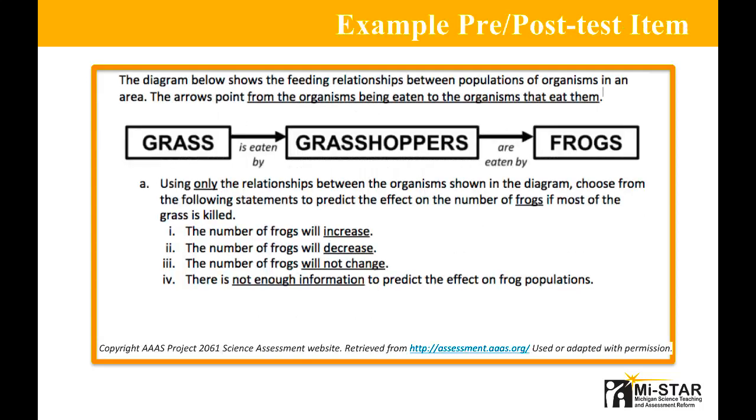Here is an example of an assessment task that appears on a pre-test and post-test. This is a two-dimensional assessment. It requires students to make use of their understanding of a disciplinary core idea while using a model. Students are asked to use the model in order to make a prediction about what would happen in the ecosystem if the grass was killed. Some MyStar pre-tests and post-tests include multiple choice items like this one. Others might include constructed response items. The pre-tests and post-tests come with an answer key to aid you in evaluating your students' performance.